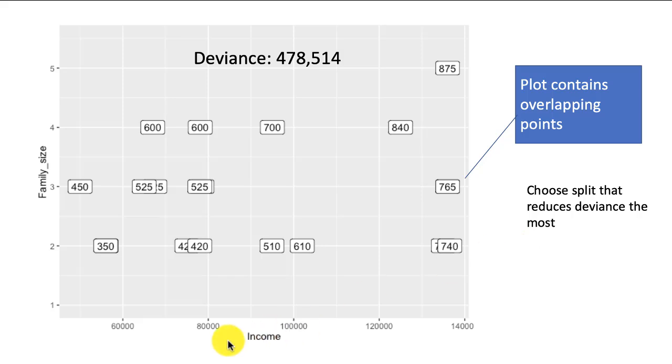Which means we have to consider all the possible splits, right? So we can split this data along income in many different ways. We can also split it along family size in many different ways. Okay, so let's say there are X number of splits possible on income and Y number of splits possible along family size. The total number of splits we have available at this point is X plus Y. What we want to do is, from among these X plus Y splits, we want to choose the one that reduces the deviance by the maximum amount. That's really what we are trying to do. So at every point we are trying to see, well, what is the best split I can do at this point?